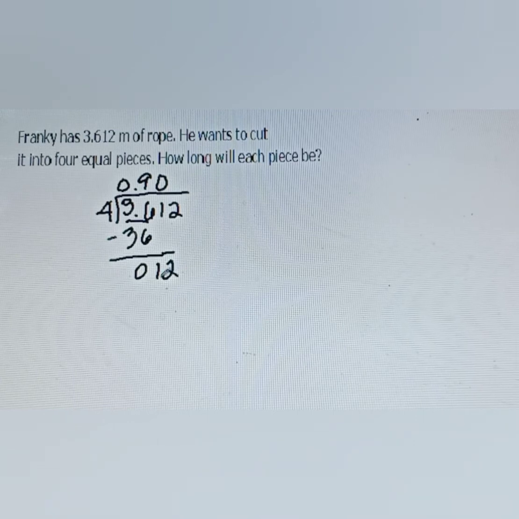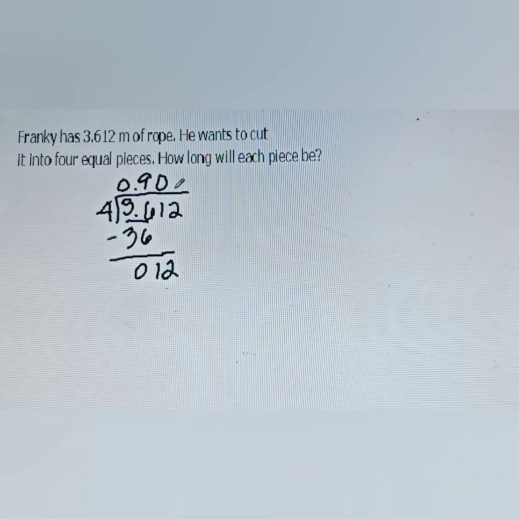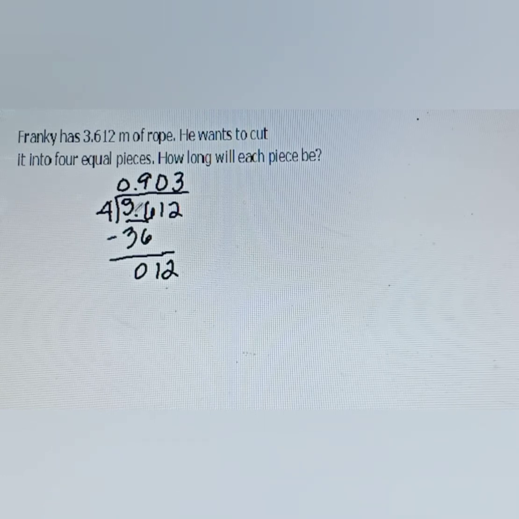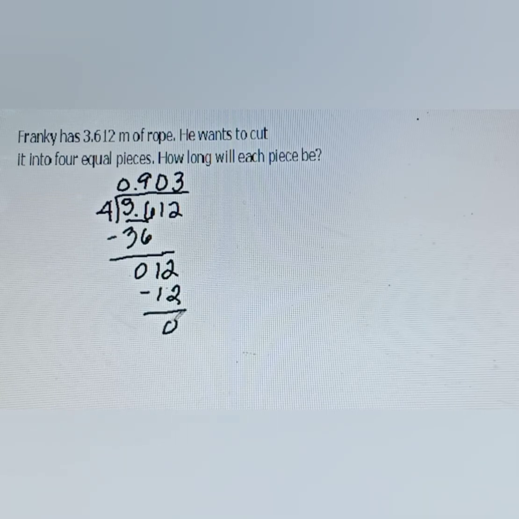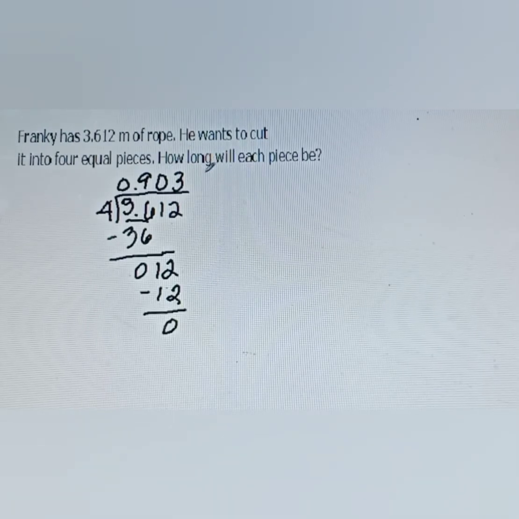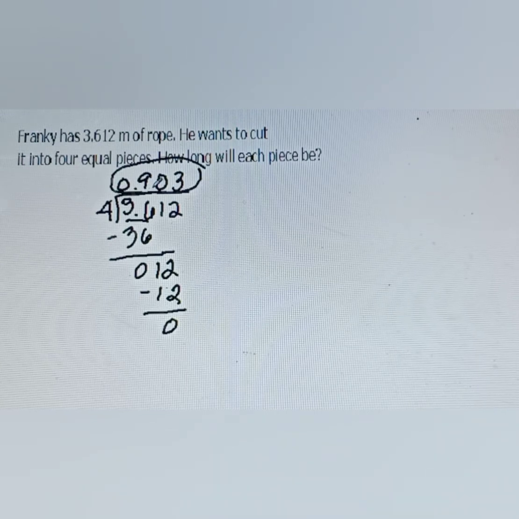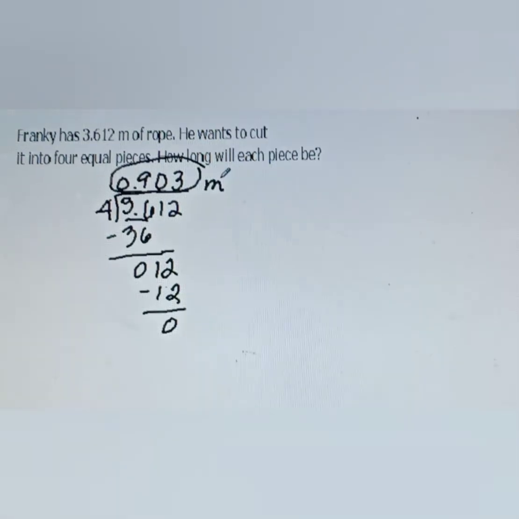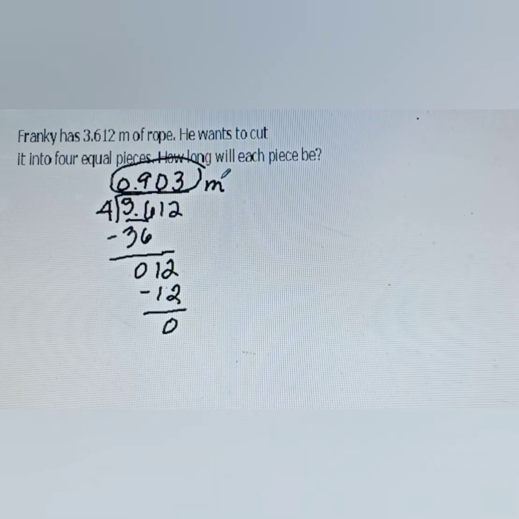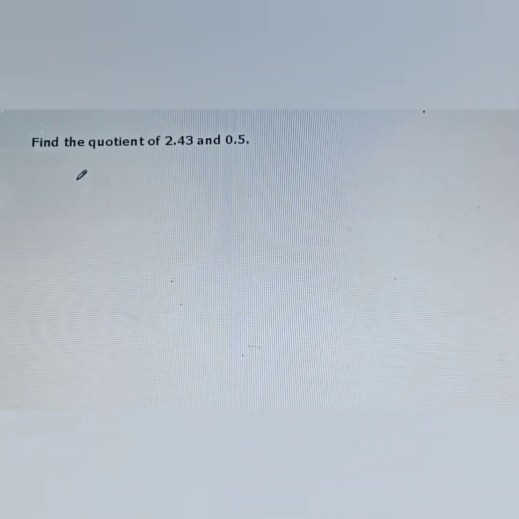So this time we have 12. We can divide now 12 by 4. In 12 there are 3 4s, right? Because 3 times 4 is 12. So let's write that 3 here. So 3 times 4, that's 12. And if you subtract, 0. Okay. So to answer how long will each piece be, our answer is 0.903 meters, or we just simply write m. Easy, right? Okay, let's have another example.